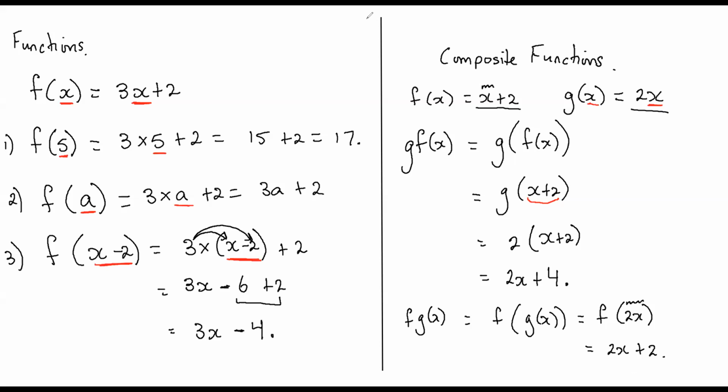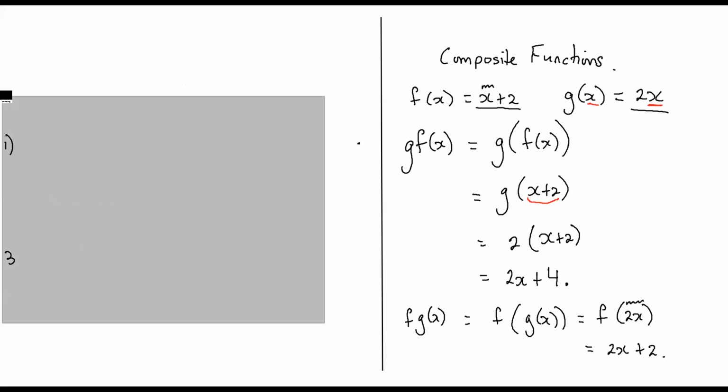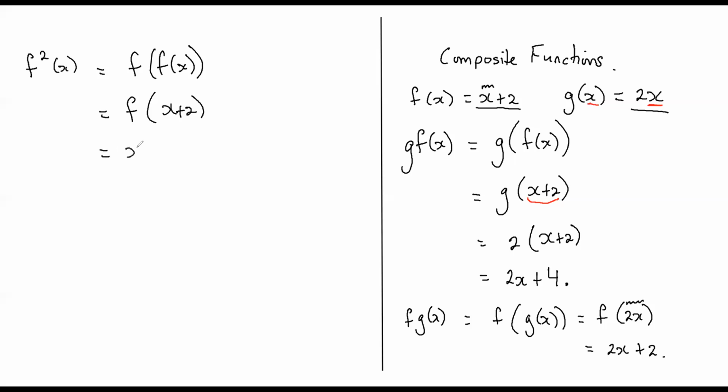Now, let's take one more example in relation to this. Let us say that I wanted to find f squared of x. Now, what does this mean? This means f of f of x. It means that I'm going to put x plus 2, because f of x is x plus 2, right, into the function again. So I have x plus 2 plus 2, which is x plus 4.